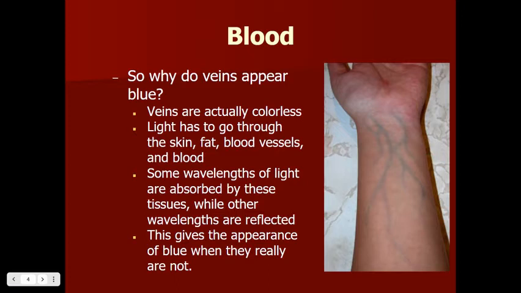Veins themselves are actually colorless. And when light hits your skin, the light goes through the skin, the fat, blood vessels, and blood. And while this is happening, some wavelengths of light are absorbed by the tissues, while other wavelengths are reflected. And this is why veins appear blue, and it looks like maybe our blood would be blue when it really is not. So it's just kind of an illusion based on color absorption and color reflection.